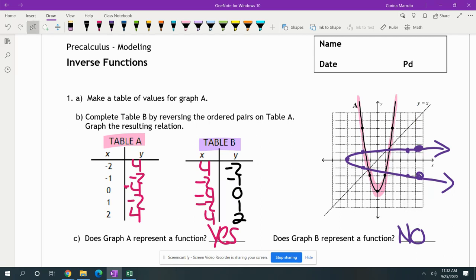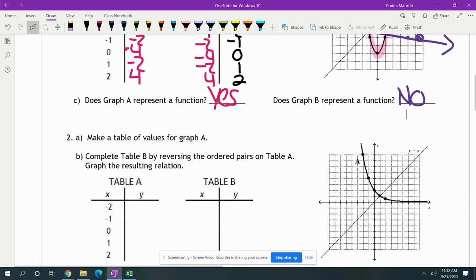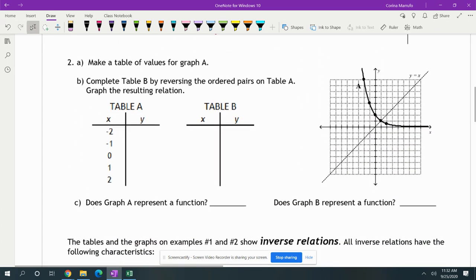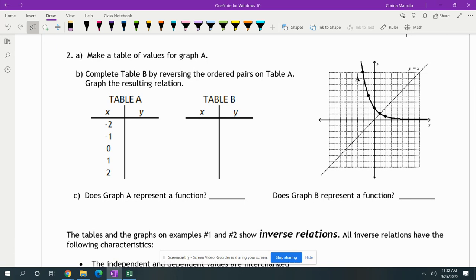All right. So here it tells you make a table of values for graph A. Complete table B by reversing the ordered pairs on table A. So let's go ahead and make the values for A. -2 goes with 8. -1 goes with 4. 0 goes with 2. 1 goes with 1, and 2 goes with, it looks like, 0.5.